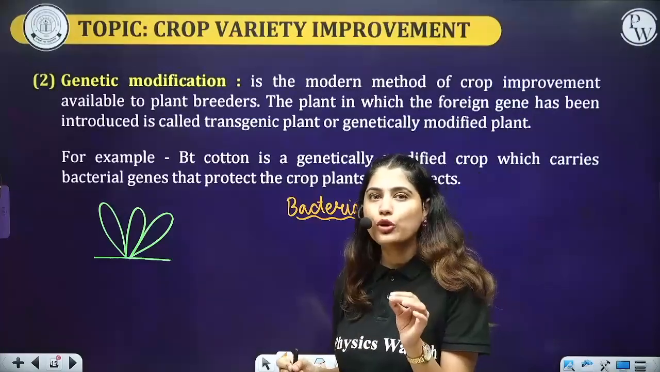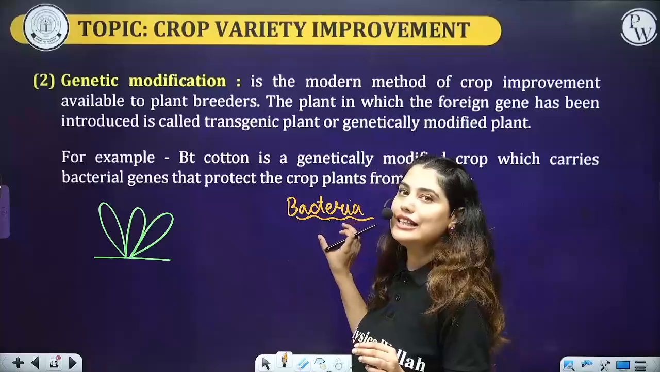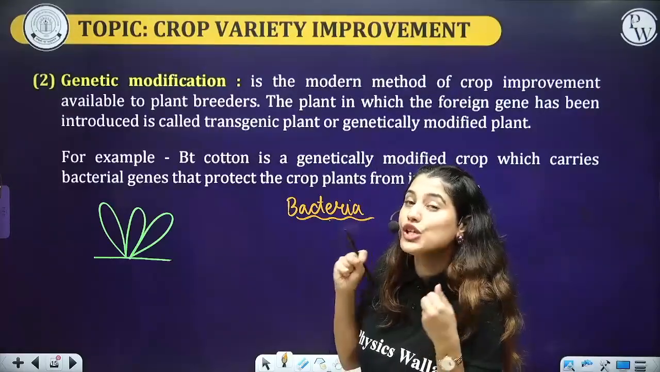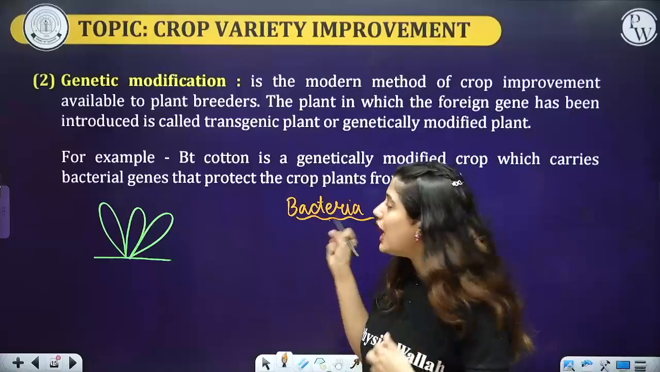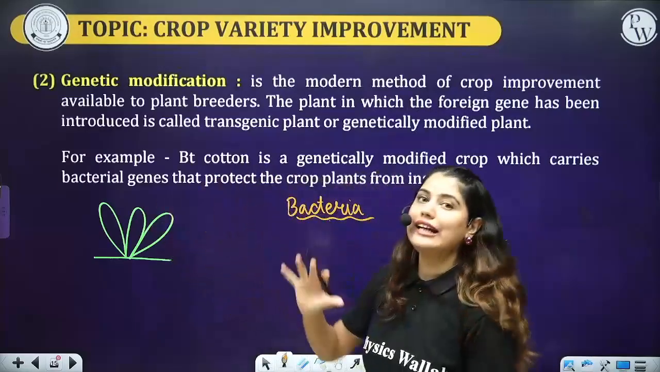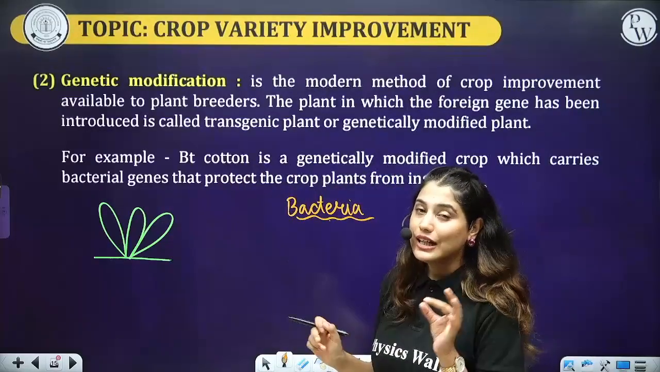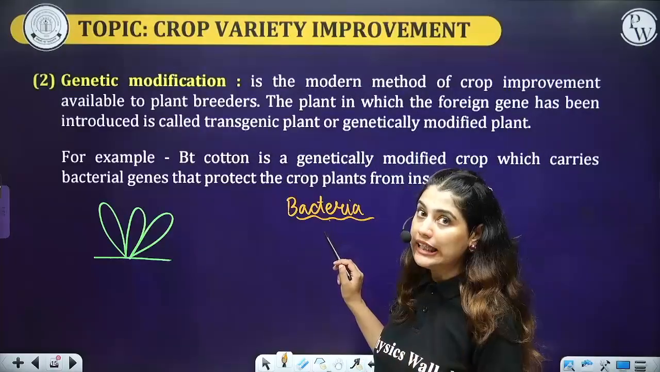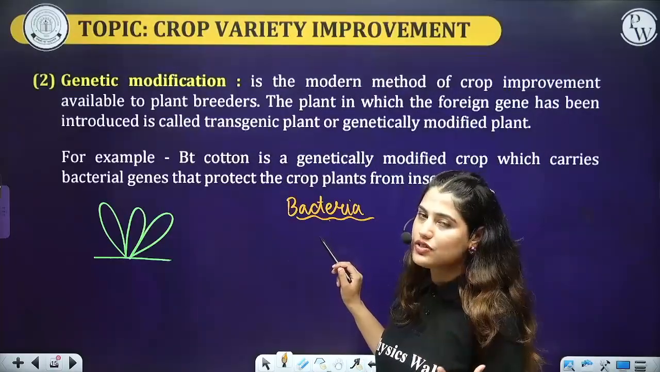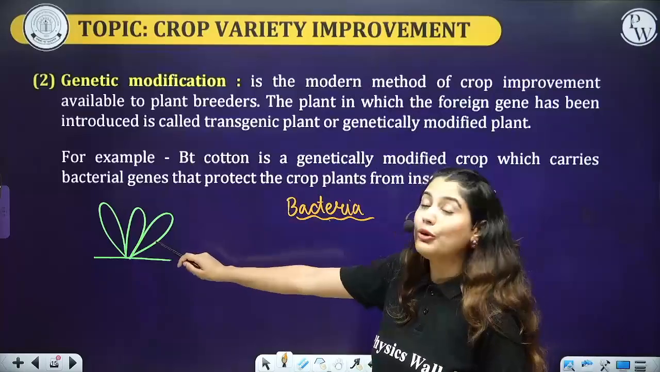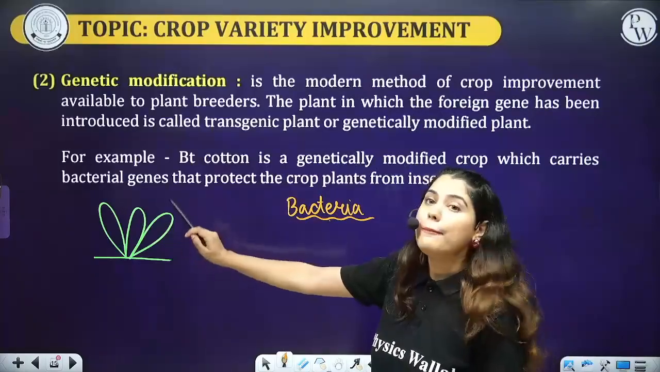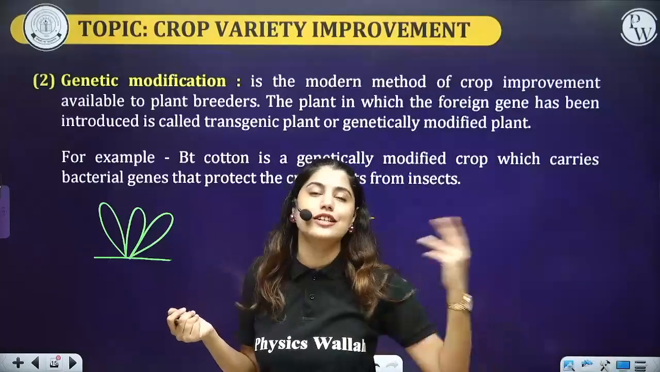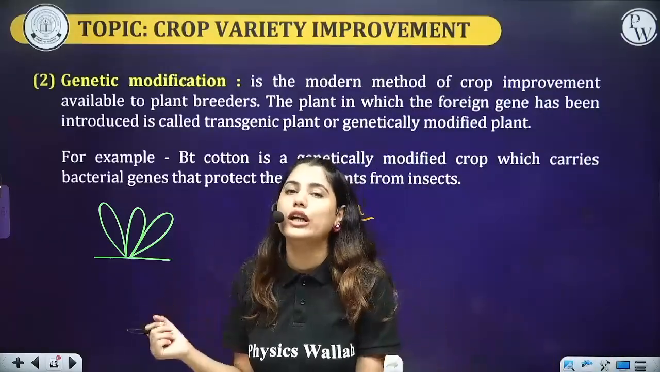So what I'm going to do is take that gene from the bacteria which was protecting it from the pest and put it inside the plant, right? I took the gene from the bacteria which was making it pest resistant or disease resistant, and I'm incorporating that into the plant. So now the plant will be disease resistant, or pest resistant, or any quality I want.